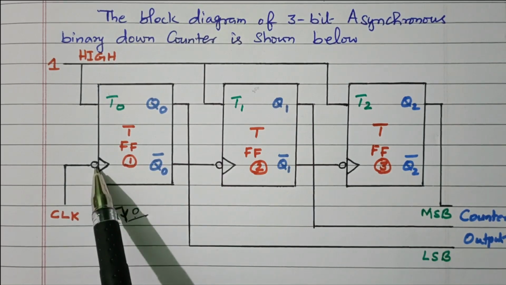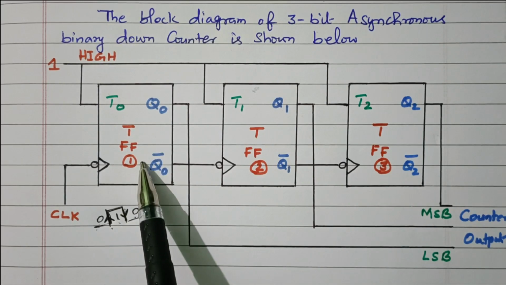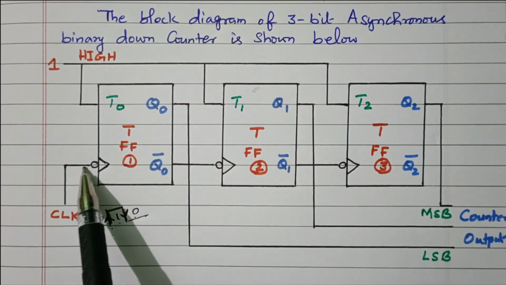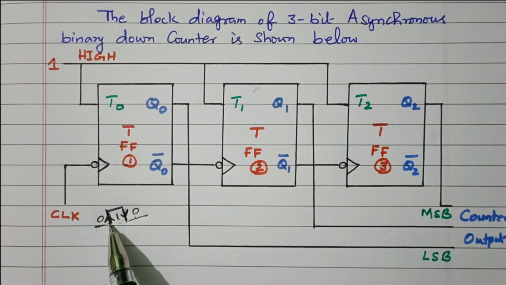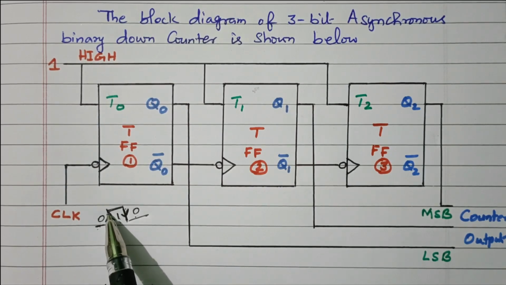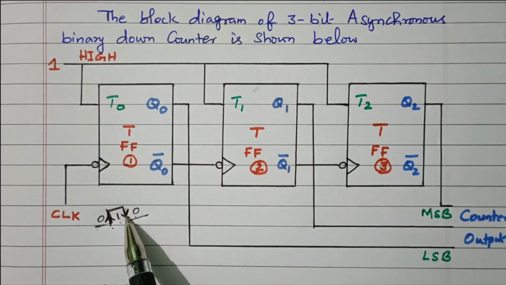So here we are connected with the complement. So every falling edge, negative edge, the state of the flip-flop will change. If it is connected directly without an inverter, then every rising edge, positive edge, the state of the flip-flop will change. Here it is connected with a complement, so every negative edge the flip-flop state changes, right? So based on that we will see the output.